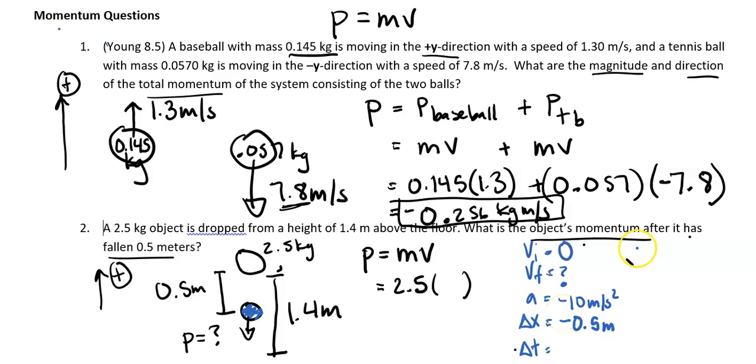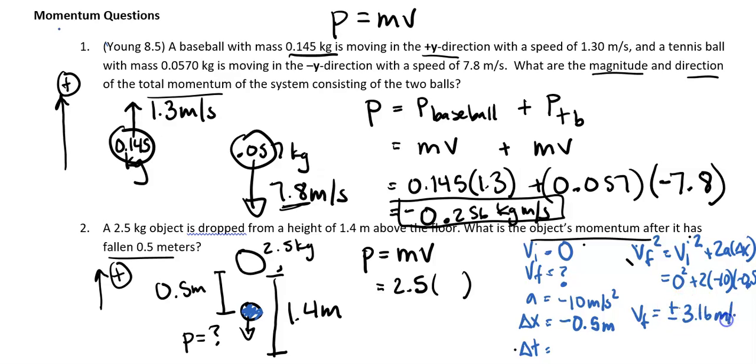That displacement is negative, so we need to do negative 0.5. Cool. So let's pick a constant acceleration equation. The one I'm going to use is VF squared equals VI squared plus 2A delta X. We can go ahead and plug everything in. Times what? 2, negative 10 times negative 0.5. Let's see. Put all that good stuff in. I do some simplifying at the end, and I'm going to get VF is going to be square root of something. It's going to be plus or minus 3.16 meters per second.